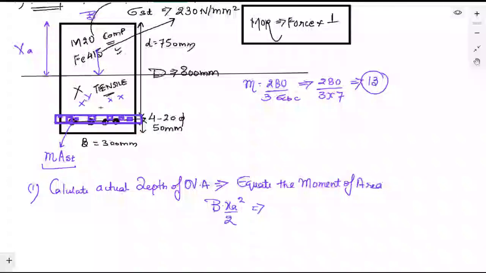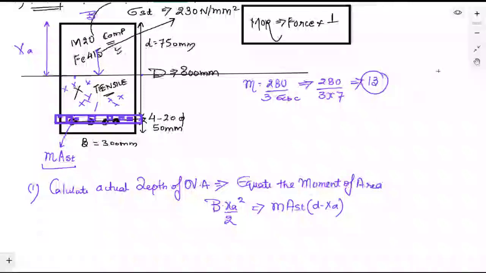Below the neutral axis, this area is not to be considered. What is considered? This portion is considered. What is the area of this portion? This is MAST. Now you have to multiply with the distance. The distance will be from the center of this reinforcement to this particular point. So if we subtract XA from the effective depth d, we will get the distance from the center of reinforcement to this point. It means that this will be d minus XA.